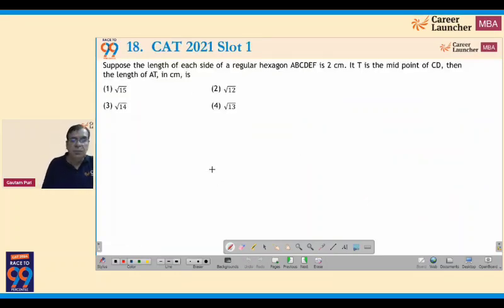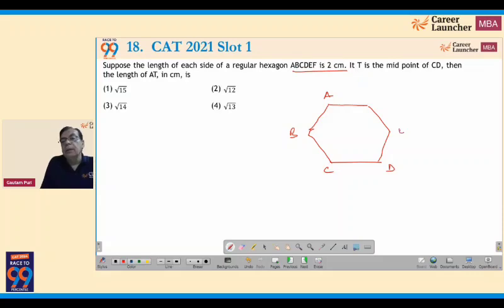Look at this particular question. Length of each side of a regular hexagon is 2 centimeter. If T is the midpoint of CD, what is the length of AT? Let's draw a hexagon first. A, B. What is the interior angle of a hexagon? 120 degrees. Length of each side of the hexagon is 2 centimeters. If T is the midpoint of CD, T is here. What is the length of AT? We need to find the length of AT. Now this is obviously 1. We should first find what is BC.